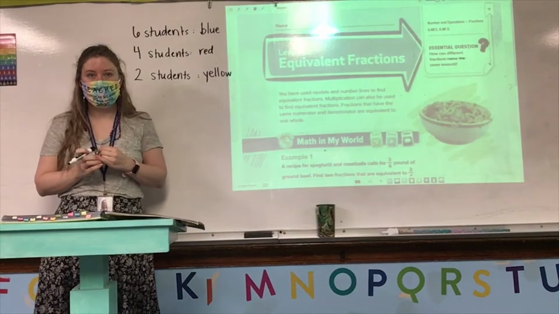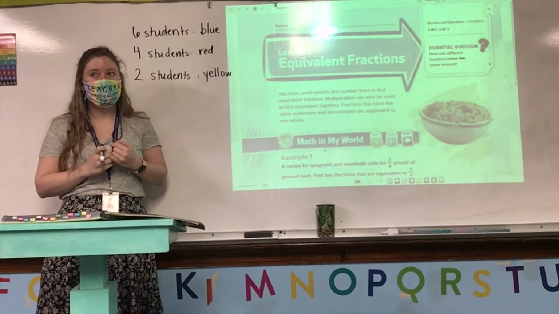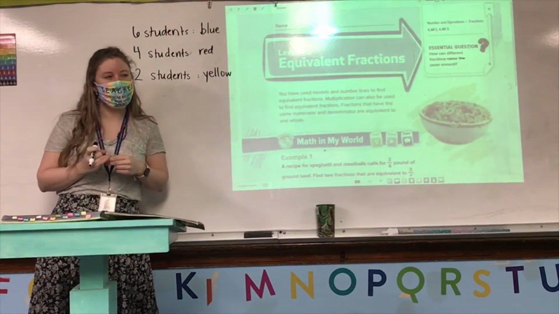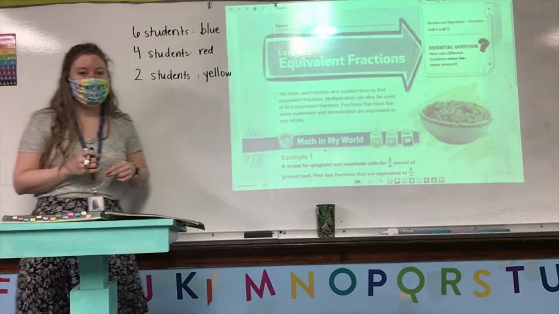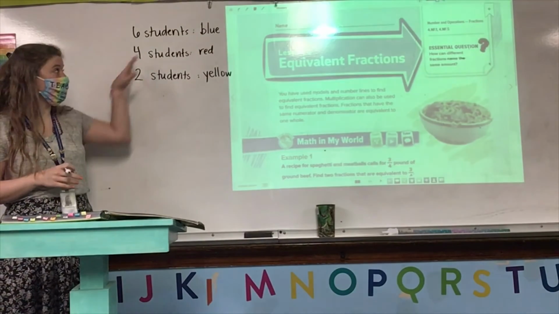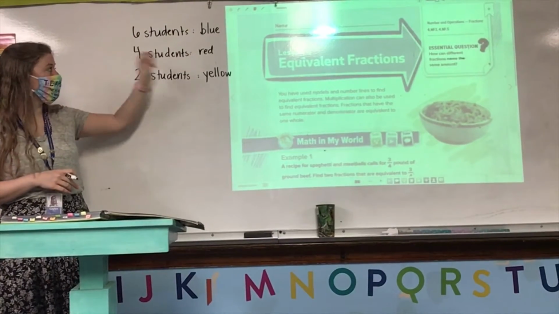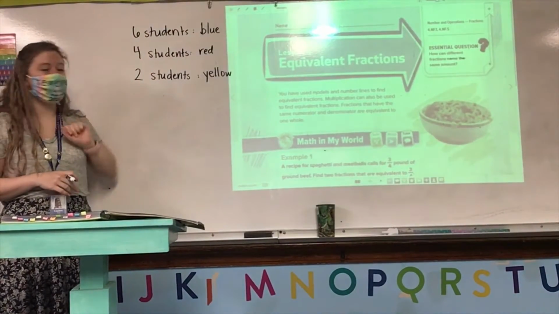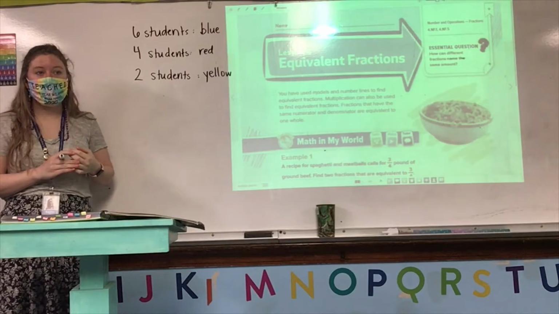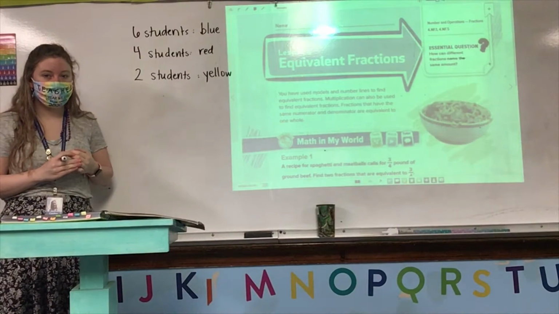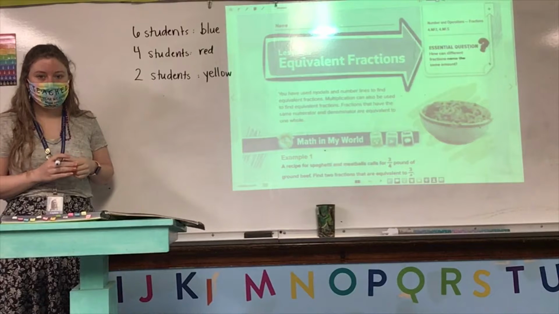I only see 4 hands up. Now everybody should be able to figure this out. This is a first and second grade skill right now. So there's this many students. 6 of them have blue cards, 4 have red cards, 2 have yellow cards. What fraction of students have blue cards? Ethan?